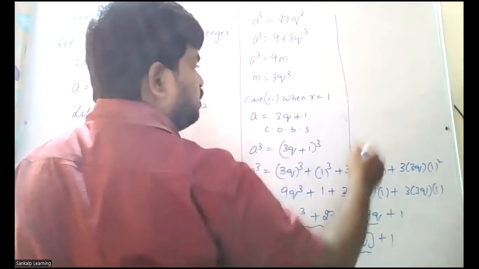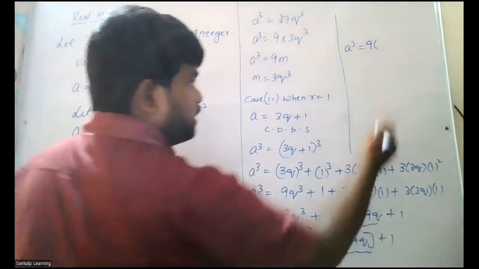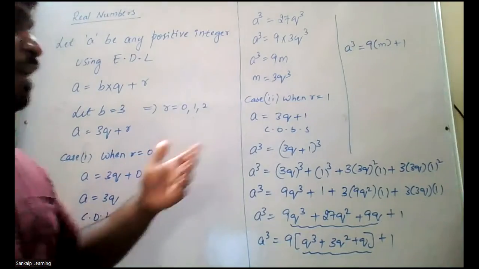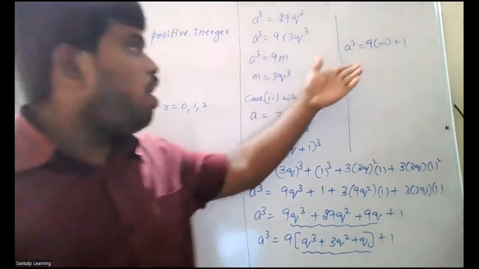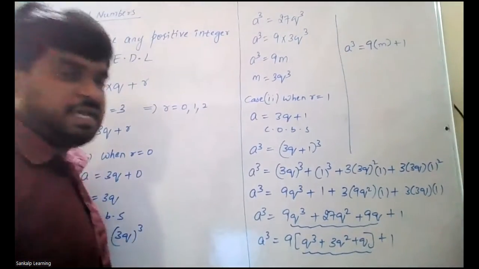So what do we get? We get a cube is equal to 9, this entire thing replaced by m, plus 1. So when I cube an integer, either it is in the form 9m or in the form 9m plus 1. The third one is 9m plus 8.